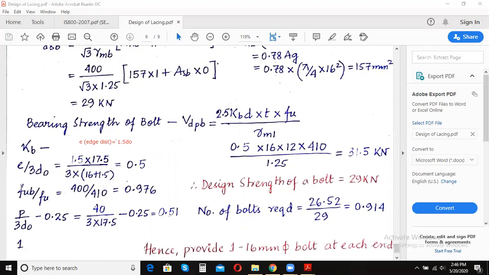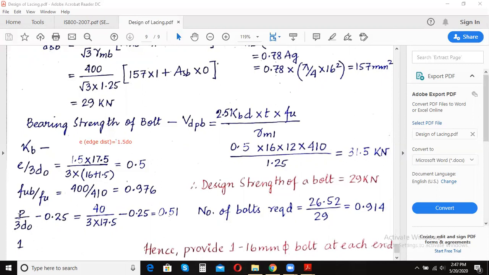Then the second case is FUB by FU. FUB is the ultimate strength of the bolt, and FU is the ultimate strength of the steel, the built up column section. So that is 400 divided by 410, which is equal to 0.976, much greater than the E by 3d0 value. Then we have P by 3d0 minus 0.25.